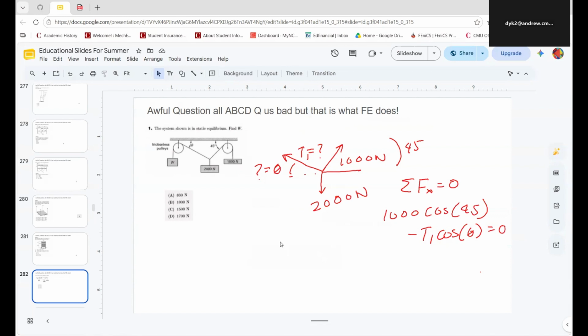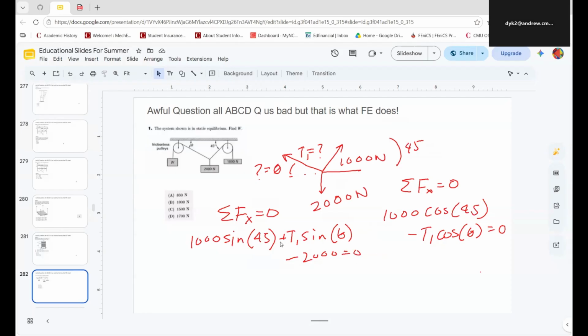That is true. And now the second thing is the summation of Fx equal to 0. You know why? Because this also must equal. So that means 1000 sine 45 plus T1 sine theta minus 2000 equals 0.